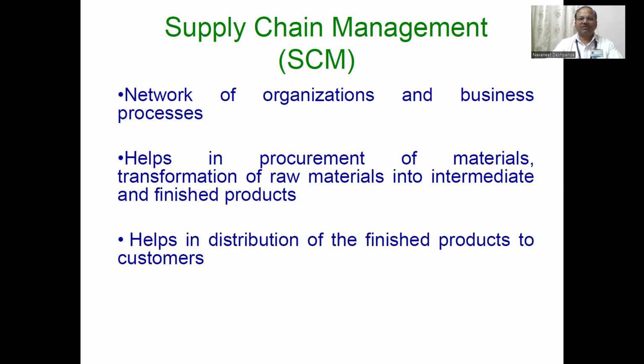Some of the other definitions of supply chain management: it is a network of organizations and business processes. So you can see it is not one organization. It is several groups of organizations which take up the responsibility of several specialties. For instance, it helps in procurement of materials, transformation of raw materials into intermediate products and then finished products, and its subsequent distribution. So supply chain management helps in distribution of the finished products until they reach the customer.